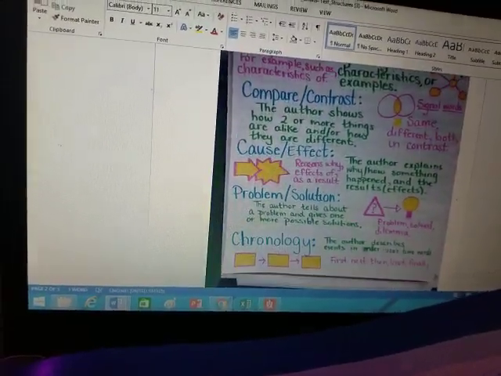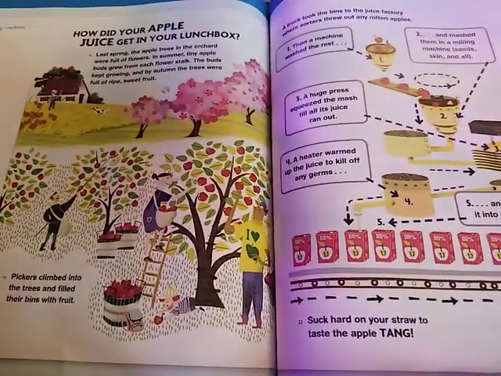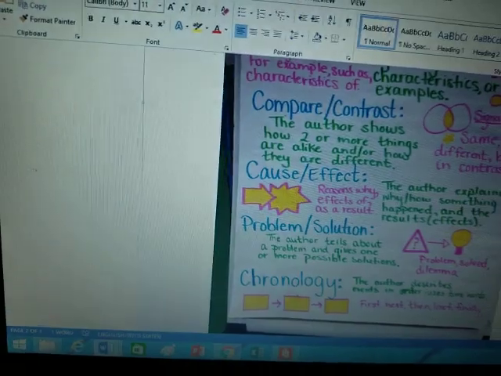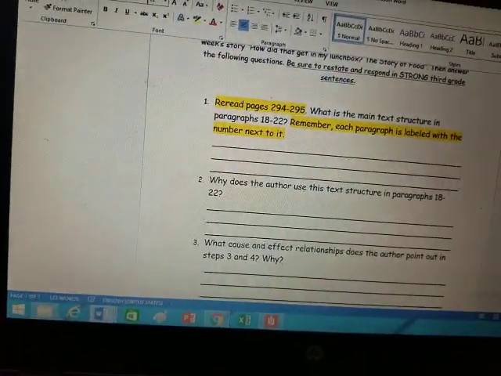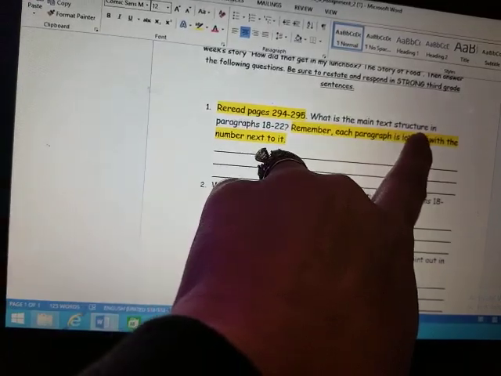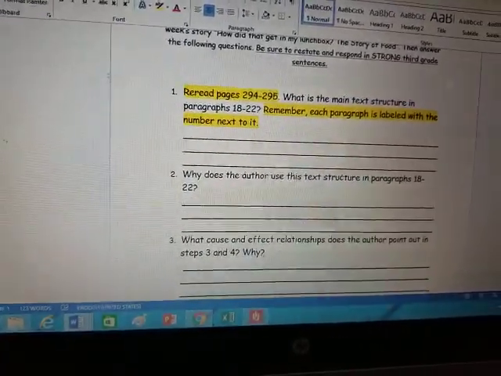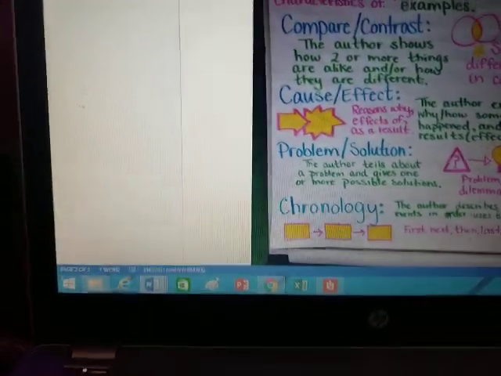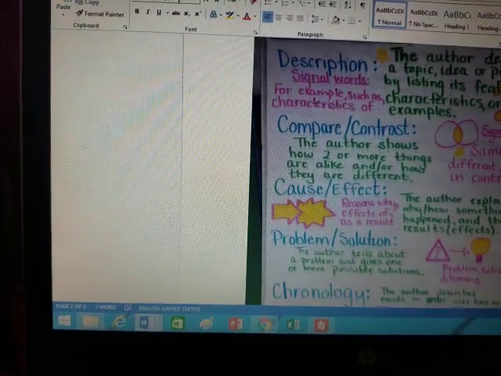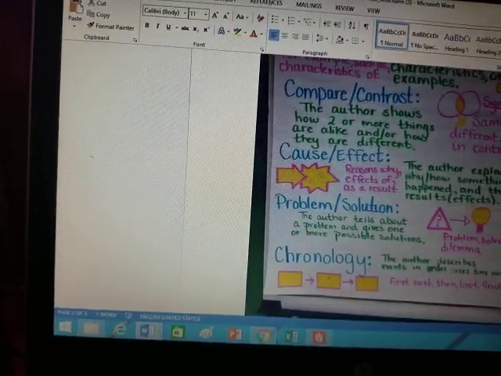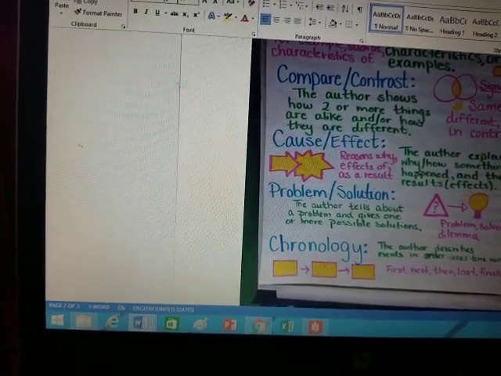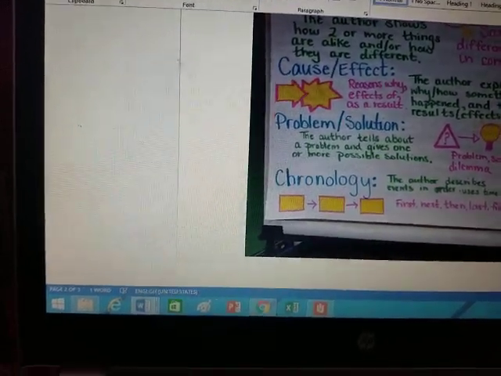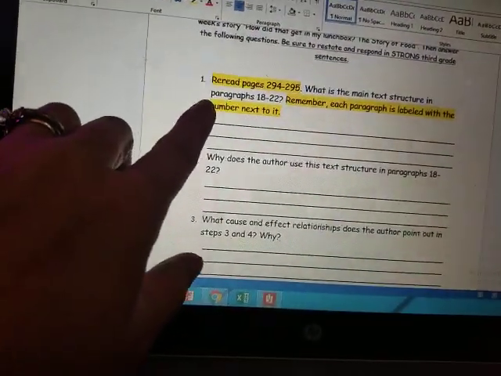But remember, what is the structure like of these 2 pages? So use these answers to help you. So when you go back, you would write the main text structure in paragraph 18 through 22 is, and you would say descriptive if it's description. If it's compare and contrast, you would say compare and contrast. If you say cause and effect, you would say cause and effect. If you think it's problem and solution, you would write problem and solution. Or if you think it's chronological, then you would write chronological. Okay? That's all you have to do for number 1.